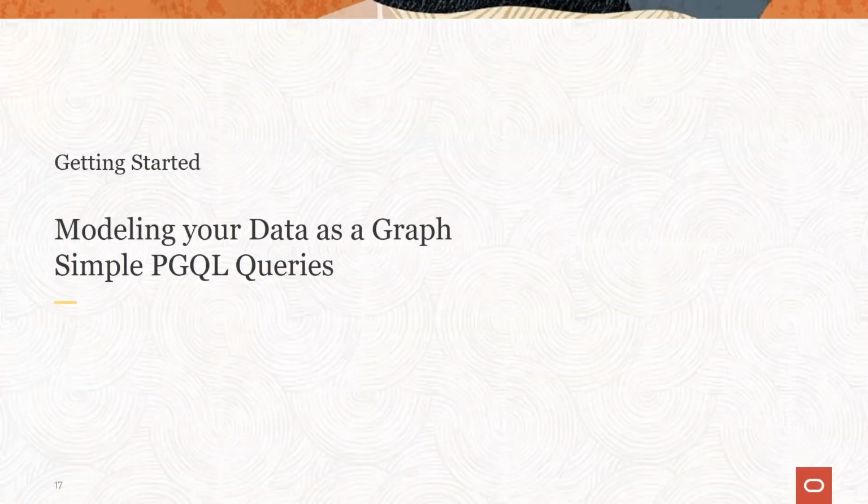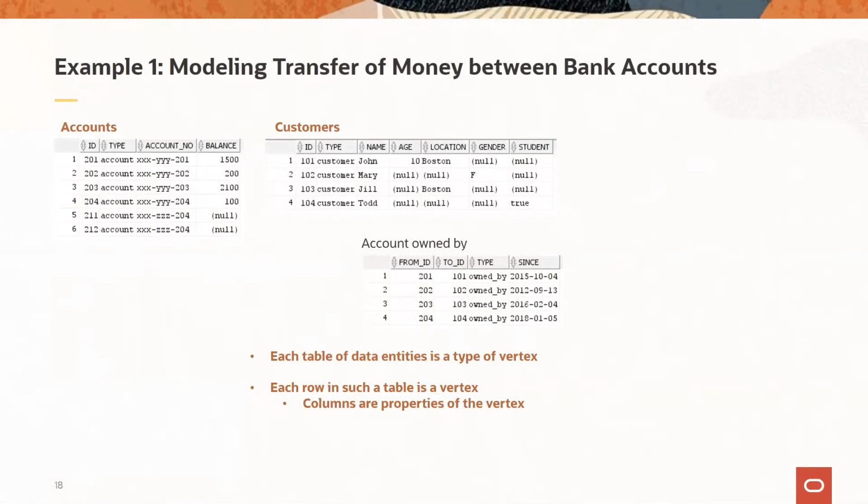So with that, let me move into modeling your data as a graph. This is a question I get often. People tell me that, okay, I like the fact that you can support graphs. I like what you're telling me about graphs, but I have these relational tables. How do I get a graph from these tables?